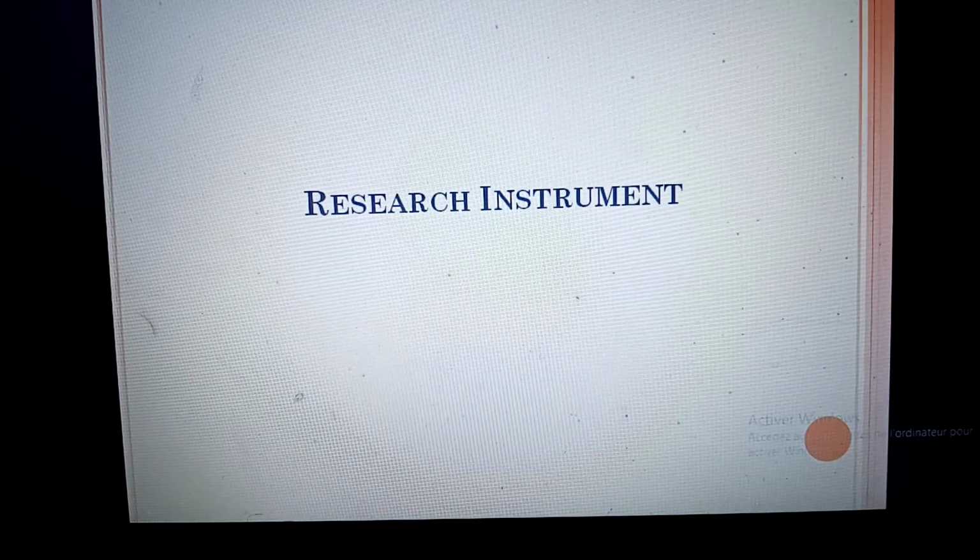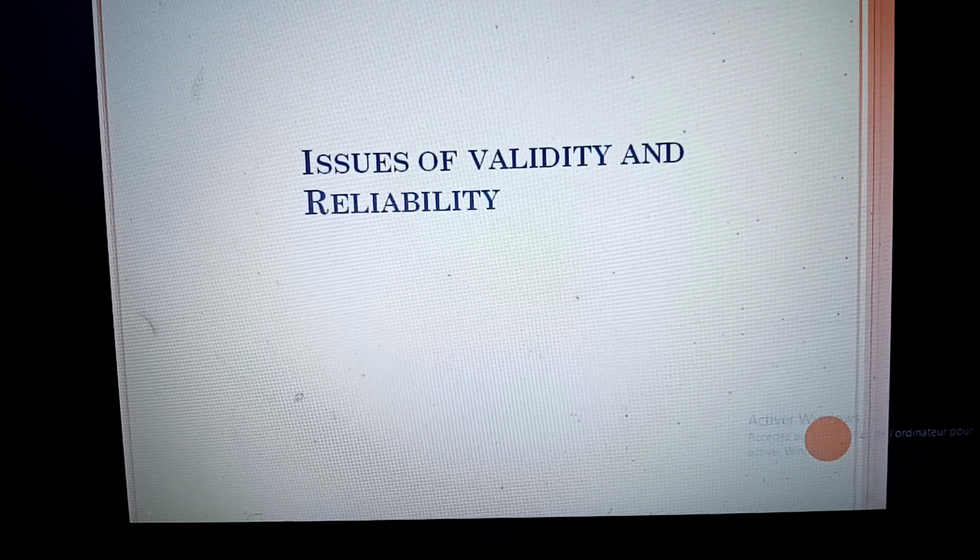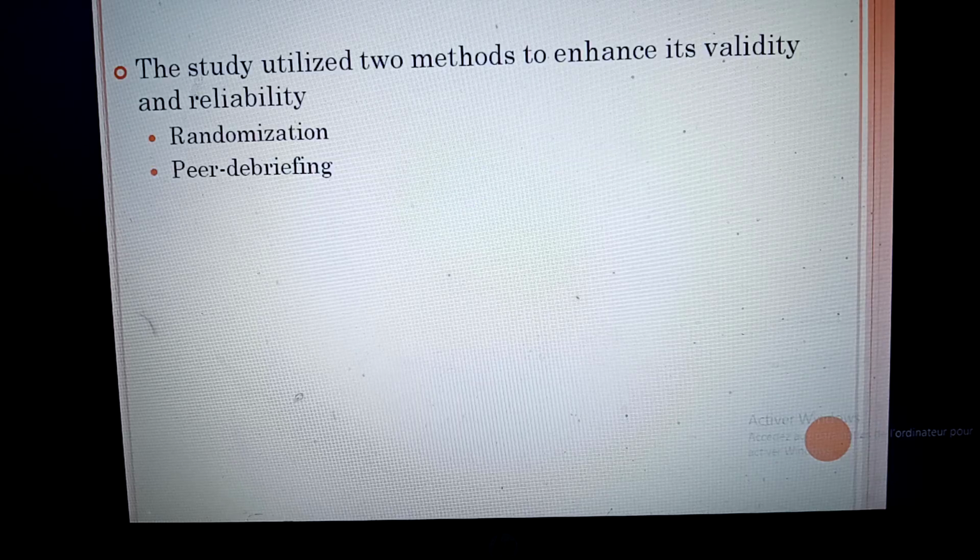So in order to answer these research questions, an online questionnaire is used, and the online questionnaire is divided into two sections: a section with quantitative questions, and the second section includes qualitative questions. Concerning the issue of validity and reliability, the study utilized two methods to enhance its validity and reliability. We have randomization and we have peer debriefing.